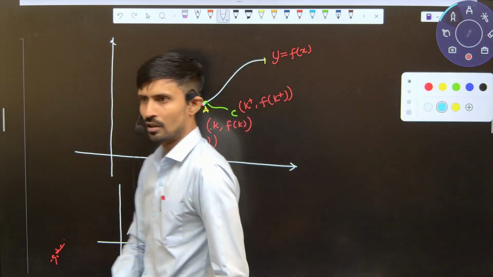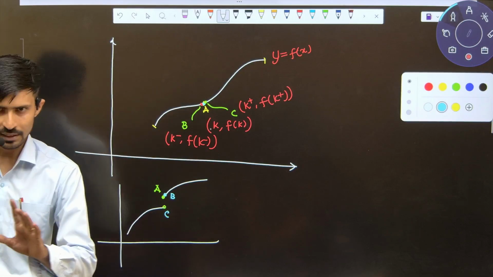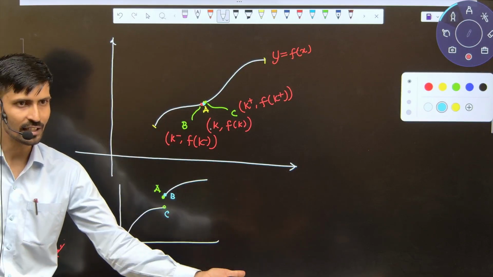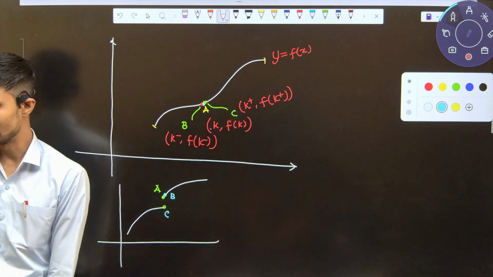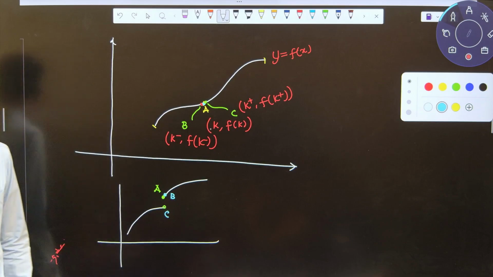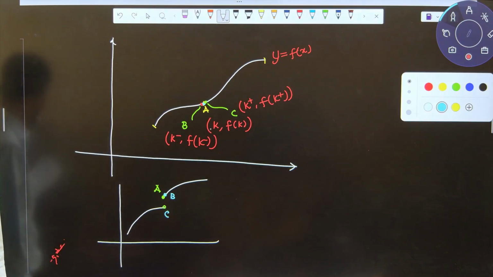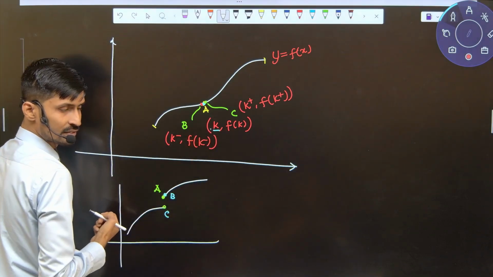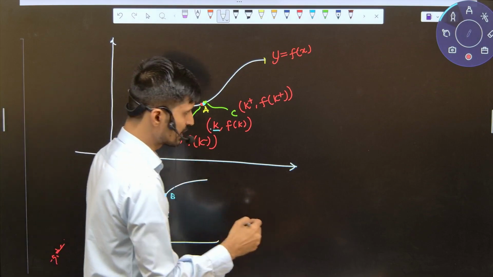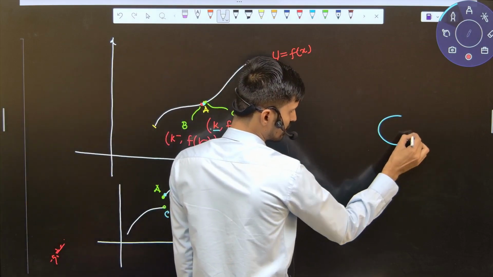Now, one line I will explain to you. In the next line you will get the mathematics, how you will check whether a function is continuous or not. Okay, let's check. One line here you understand. See, here the x point is k. Okay, before that, let's see this scene.